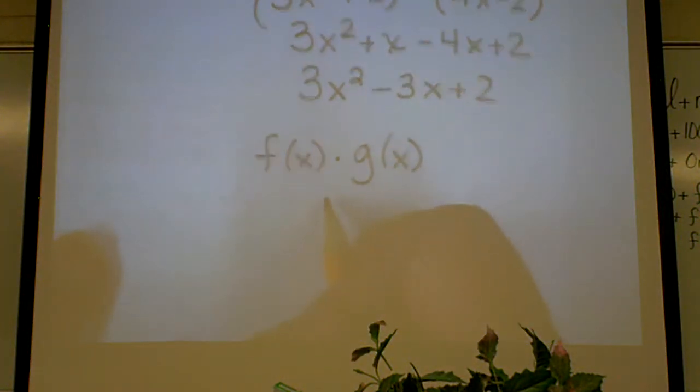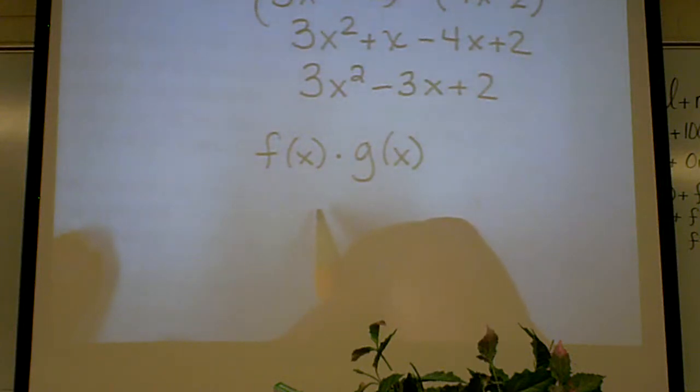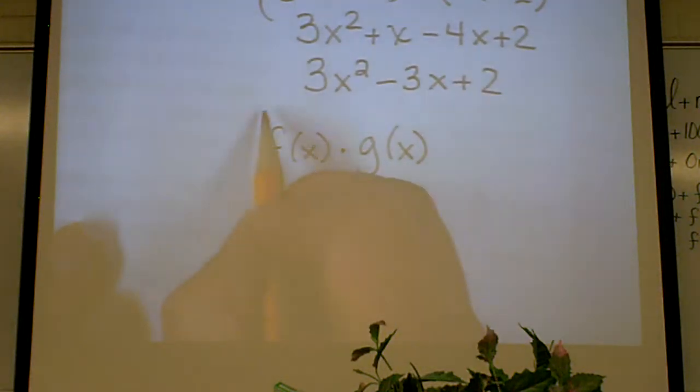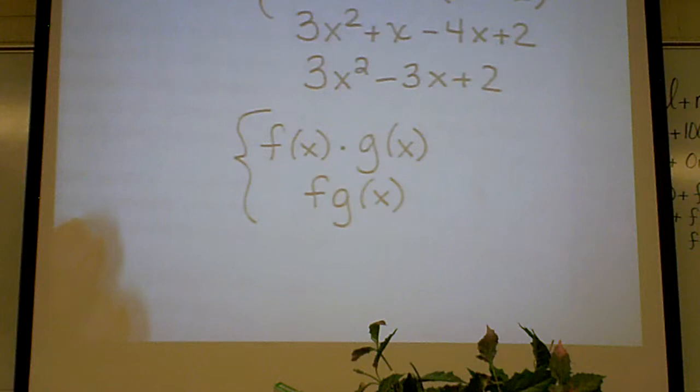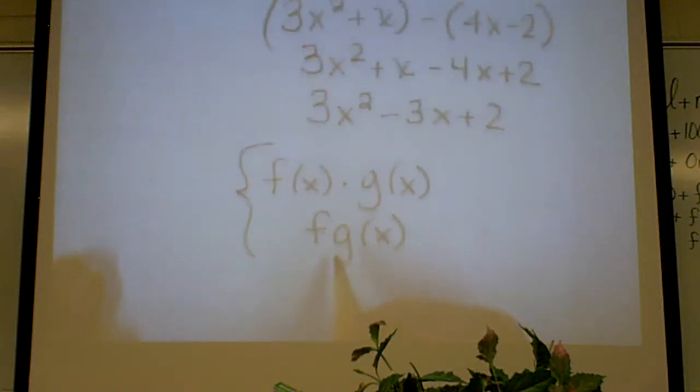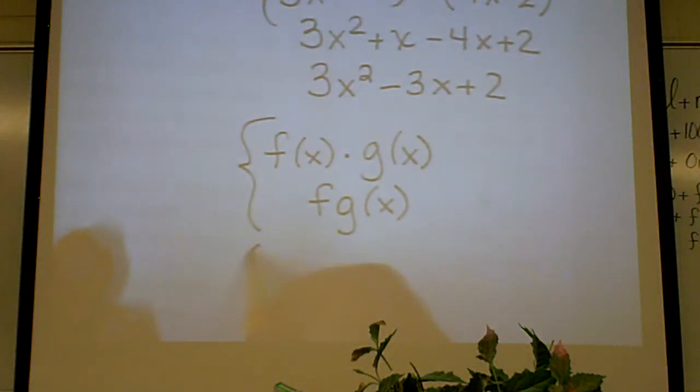f of g. It's not f of g of x, it's something different. So you might see this. These two mean the same thing. What is this asking you to do? It's asking you to take the f function and multiply the g function. So you would have 3x squared plus x times 4x minus 2.